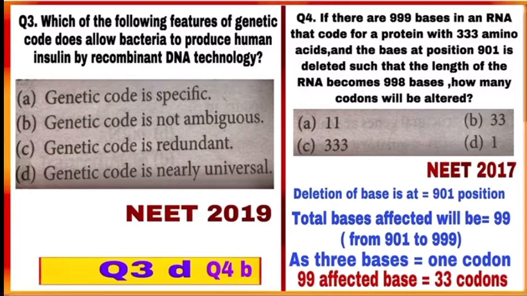And as you know, a group of 3 bases is equal to 1 codon. So 99 affected bases will be equal to 33 codons. Thus, correct answer is B. 33 codons will be altered. Mark B as a correct answer.